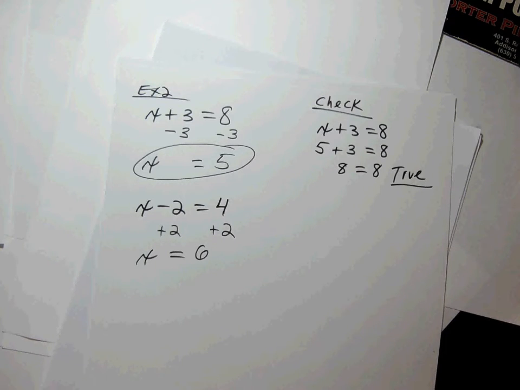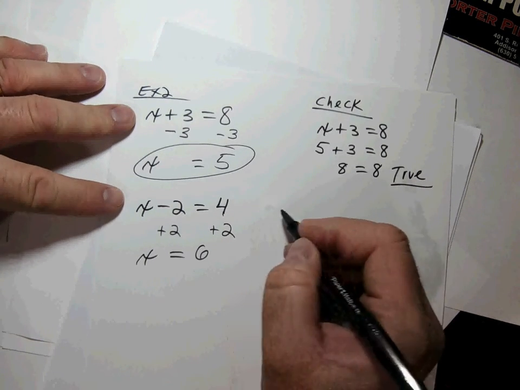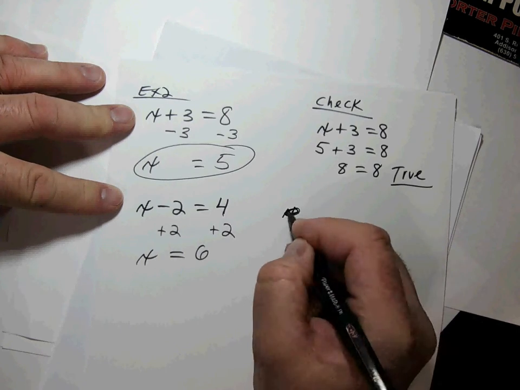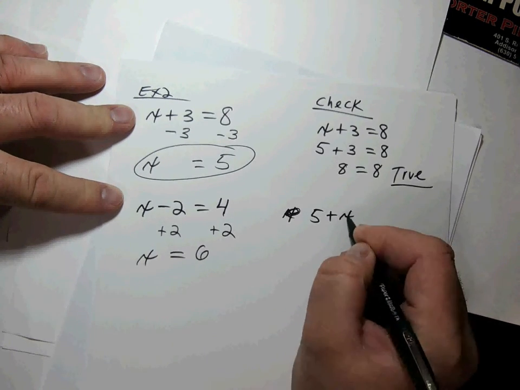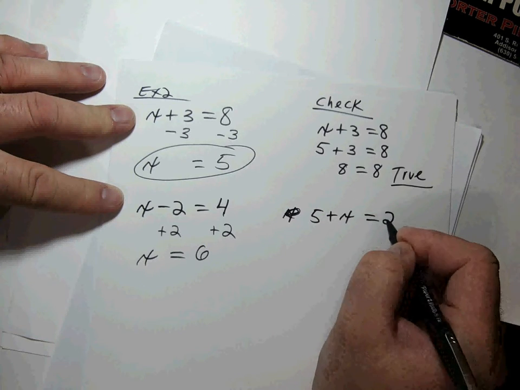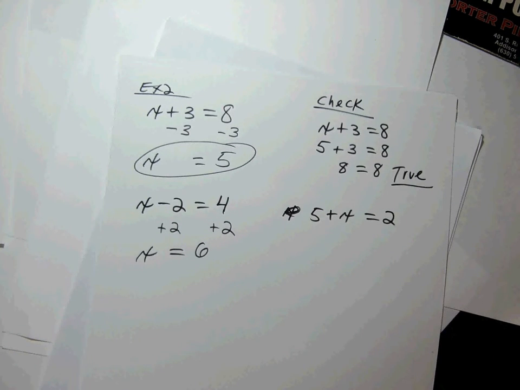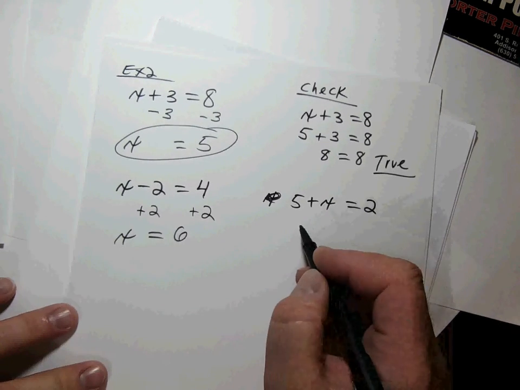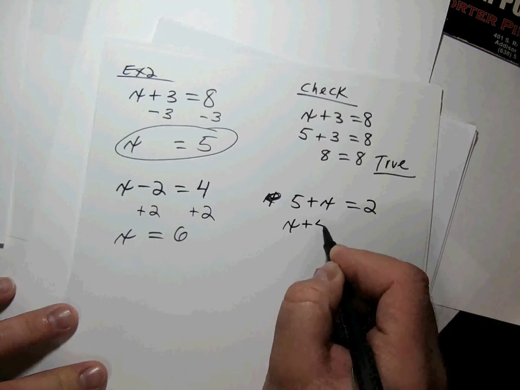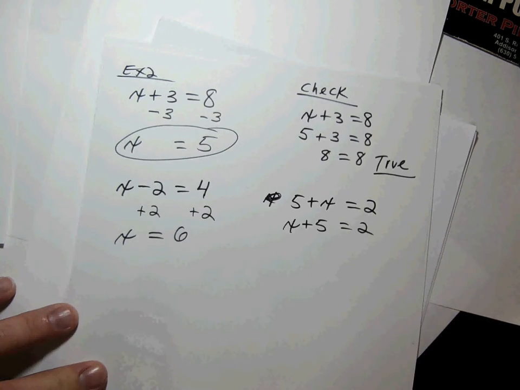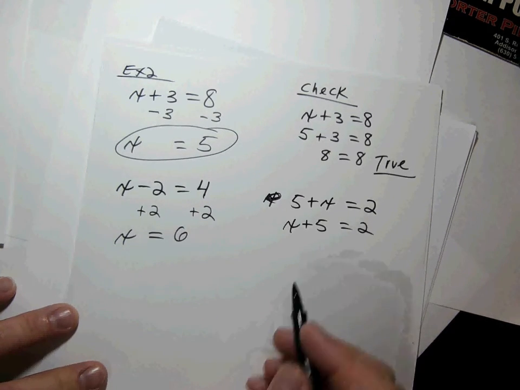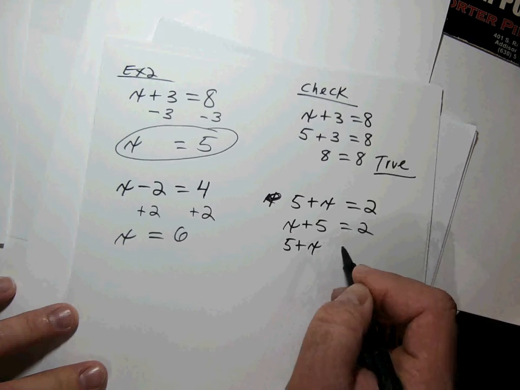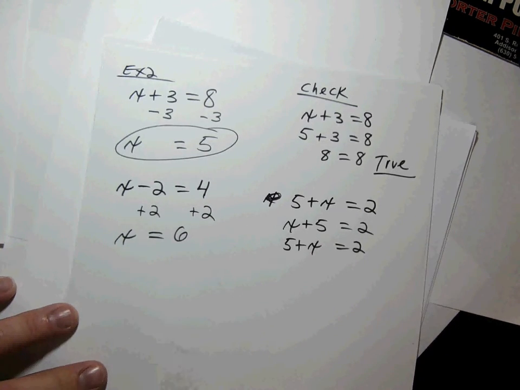Okay, part C. 5 plus x equals 2. Now, wait a minute. It's written a little bit different, right? It's 5 plus x instead of x plus 5. Does that matter? No, it doesn't matter. With the commutative property, if we really felt like it, we could reverse the position of these two things. If it makes us feel better, we could write it that way. Okay, I'm going to go back and not, because we don't have to. Let's try to get comfortable not having to.